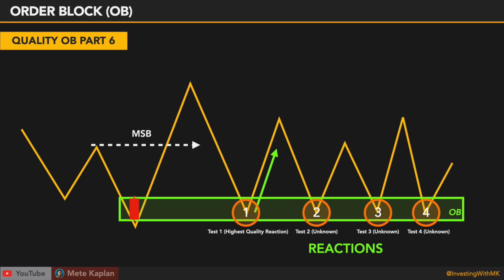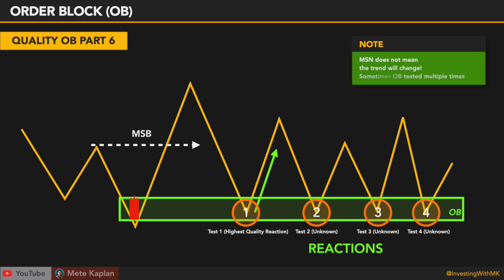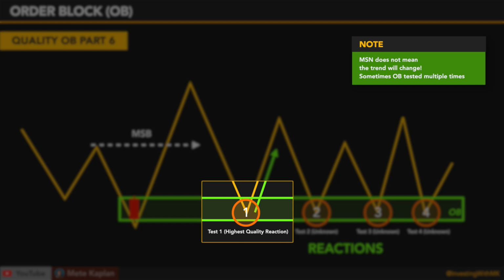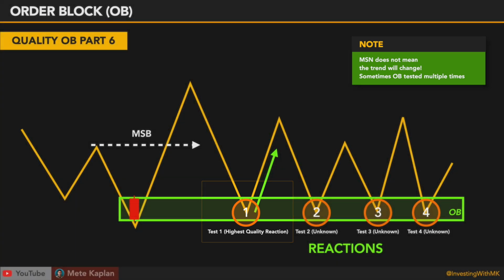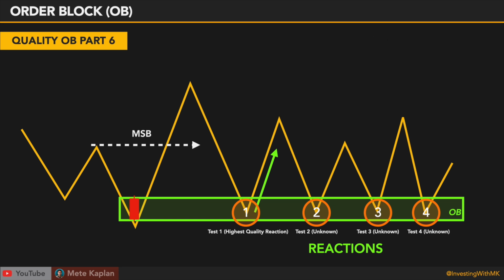Market structure break does not mean the trend will change. Yes, it is a high chance, but not certain. Many times prices come back to test the order blocks again and again. I experienced that the first test back to order blocks has the highest quality reactions. Other tests could be unreliable or unknown.